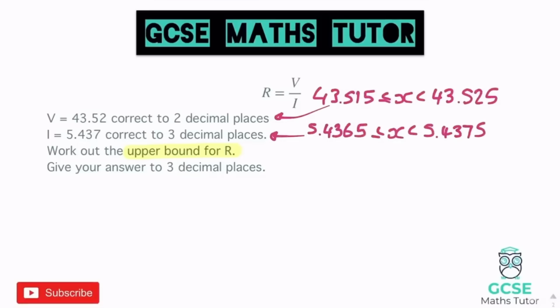Now, this time it wants us to get the upper bound. So thinking about the logic from last time, in order to get the biggest possible answer, we want the biggest number on top. So we're going to want the upper bound of V on the top, the biggest number on top, and on the bottom we want to divide by the smallest possible number, so the lower bound of I.